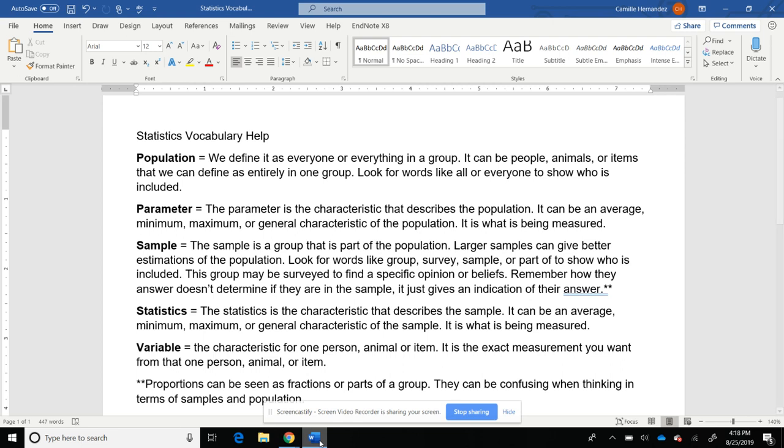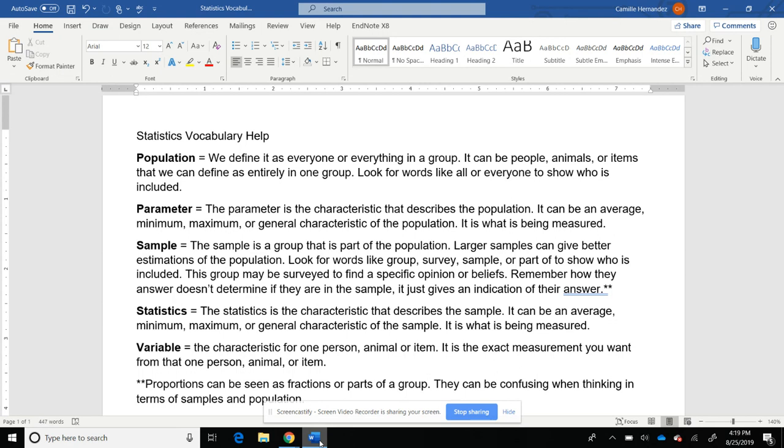So this video is going to help you with the statistics vocabulary assignment that's causing some difficulty. The main 5 things that we're going to look for when we're given a scenario are population, parameter, sample, statistic, and variable. So your population is defined as everyone or everything in a group.